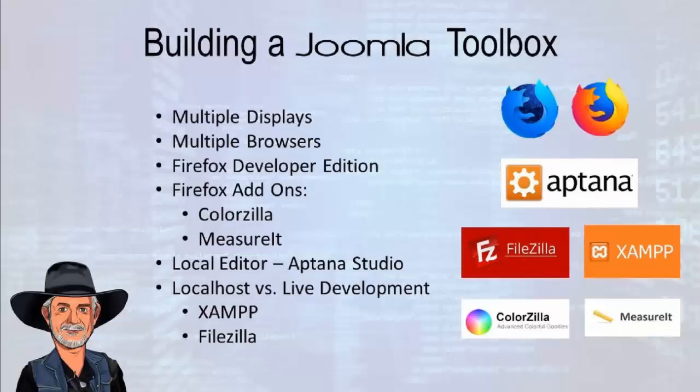I use the Firefox add-ons, which are ColorZilla and Measure It. When you're designing and developing and building in Joomla, being able to identify what colors to program into your CSS is critical. And having ColorZilla there, you can open up your page, look at the colors, identify what you want, and then stay within your color scheme by selecting. It'll tell you what your hexadecimal values are for your CSS code.